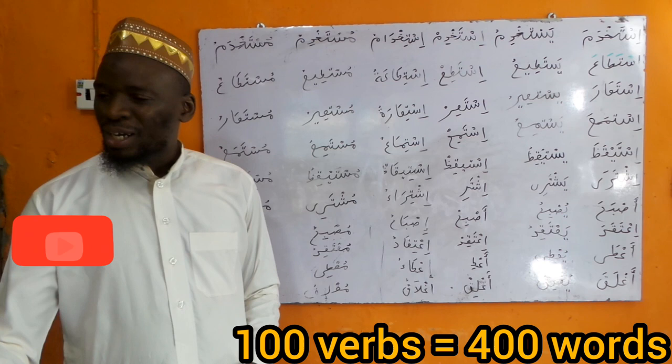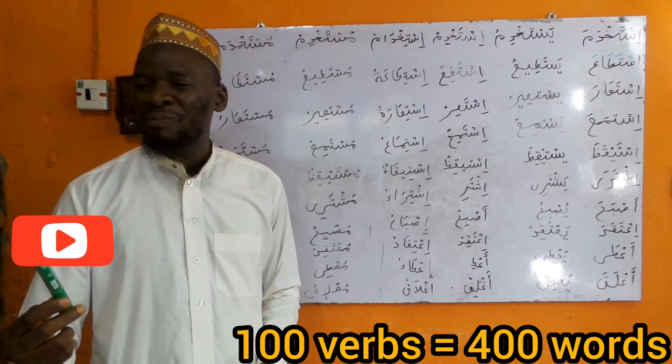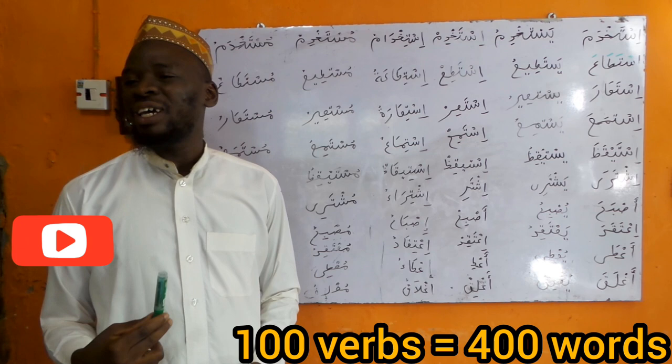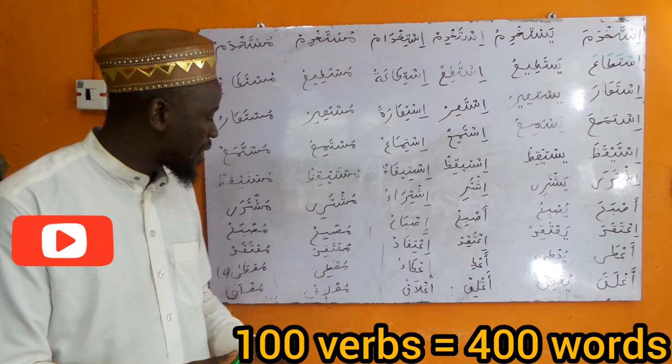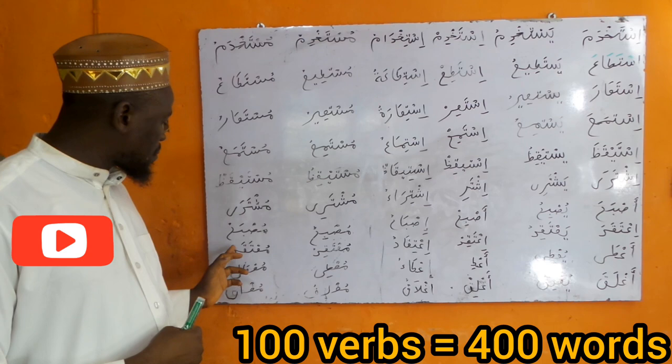Fil mustaqbal. In the future. Ba'da an hafizta al-Qur'an. After you have memorized the Qur'an. Wa ta'allamta al-fiqh. And you have learned fiqh. Wa anta takharrajta min al-jami'a. And you graduated from the university. Barakallahu fikum. Isbahu means the act of becoming. Musbihu means the one that makes something become. Musbah, something that becomes. Do you understand?